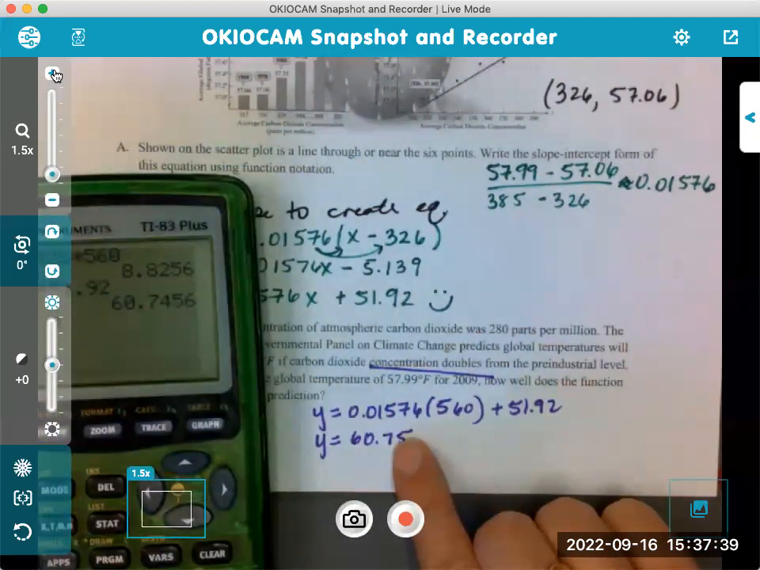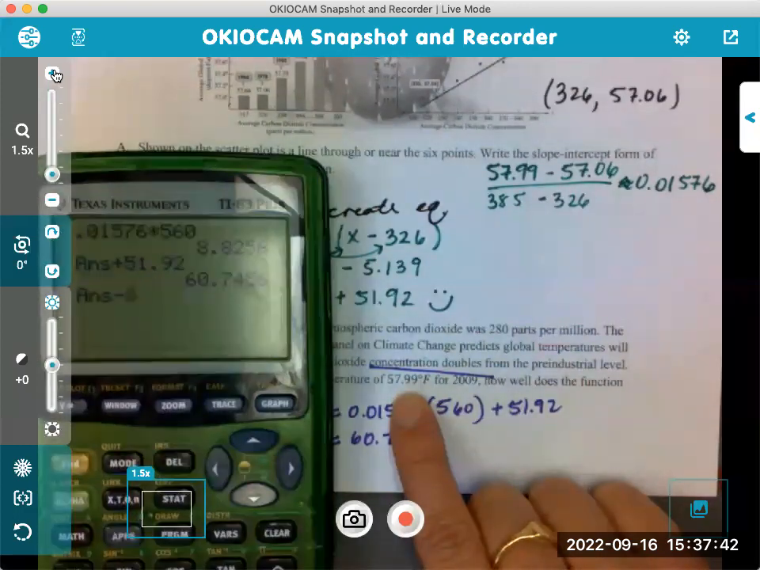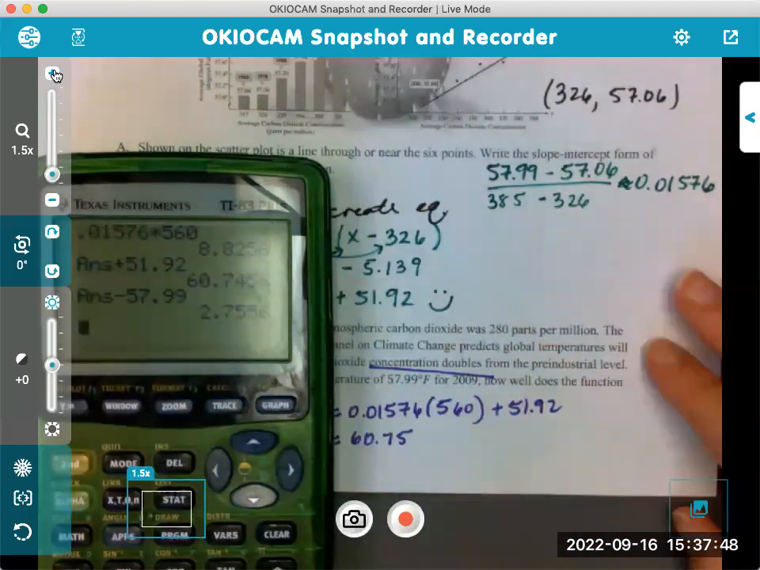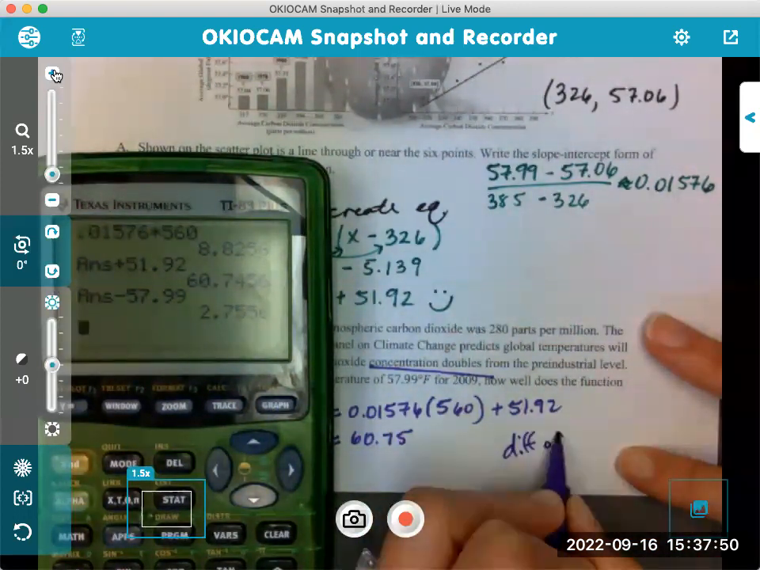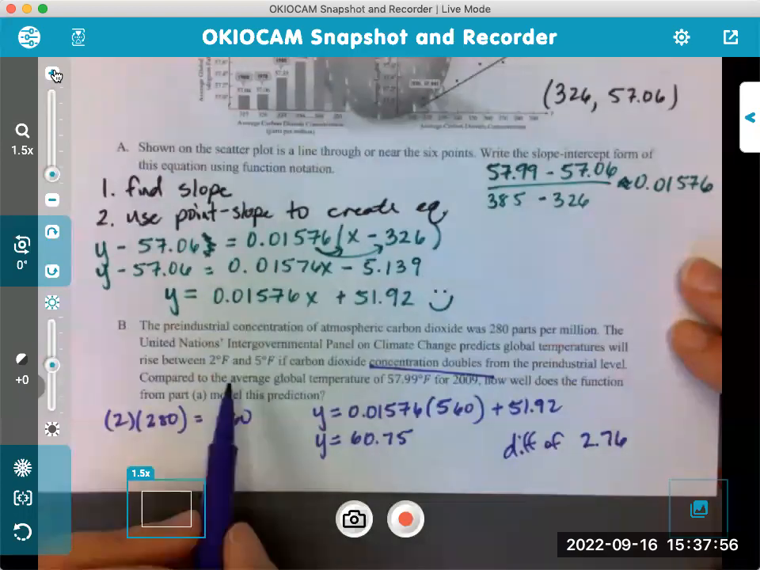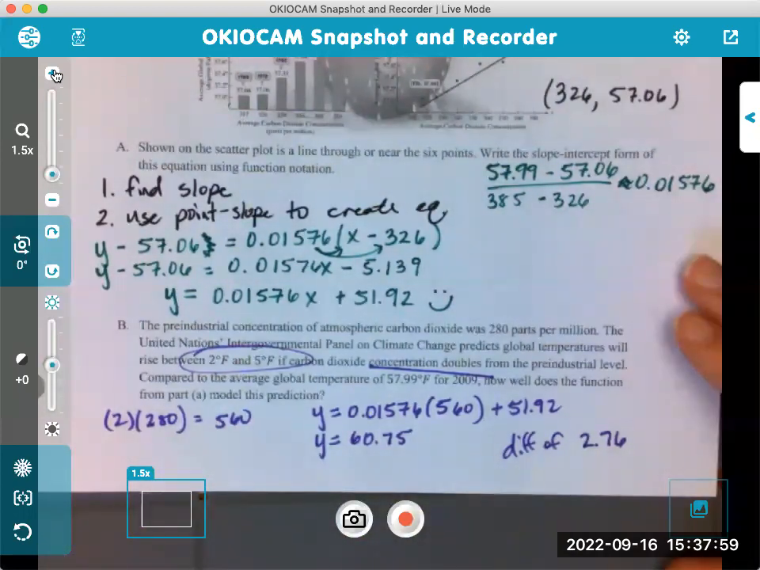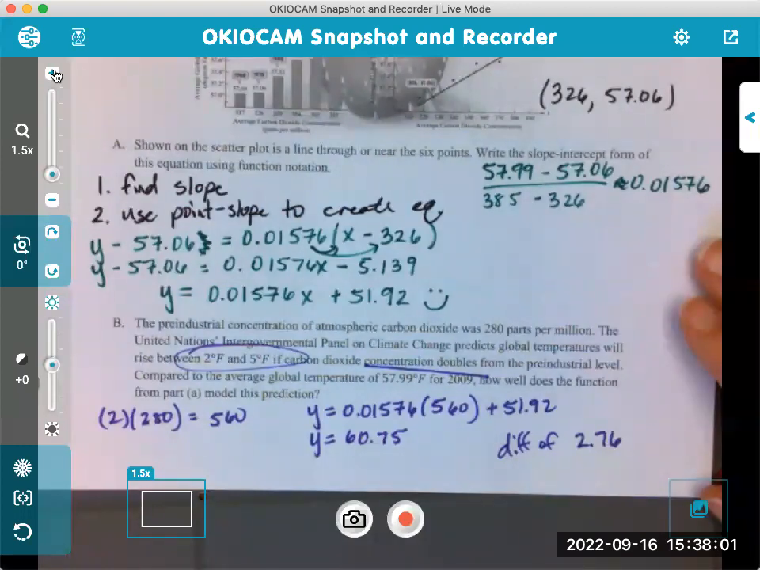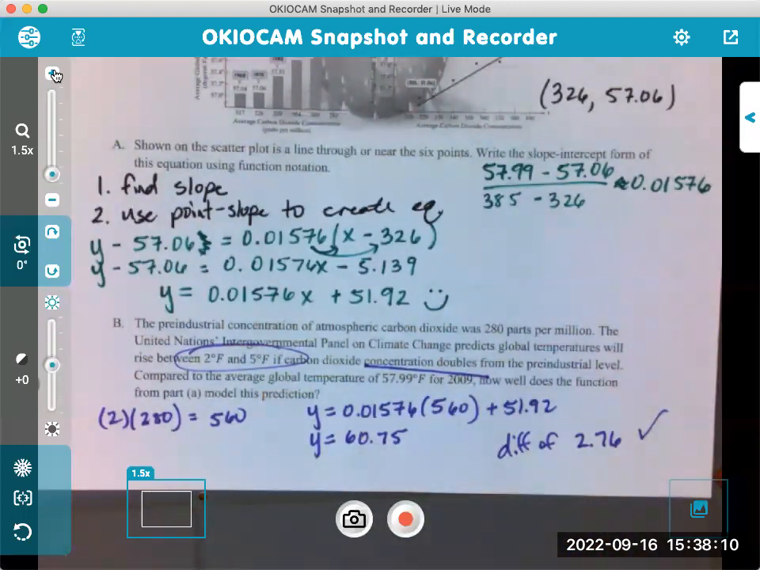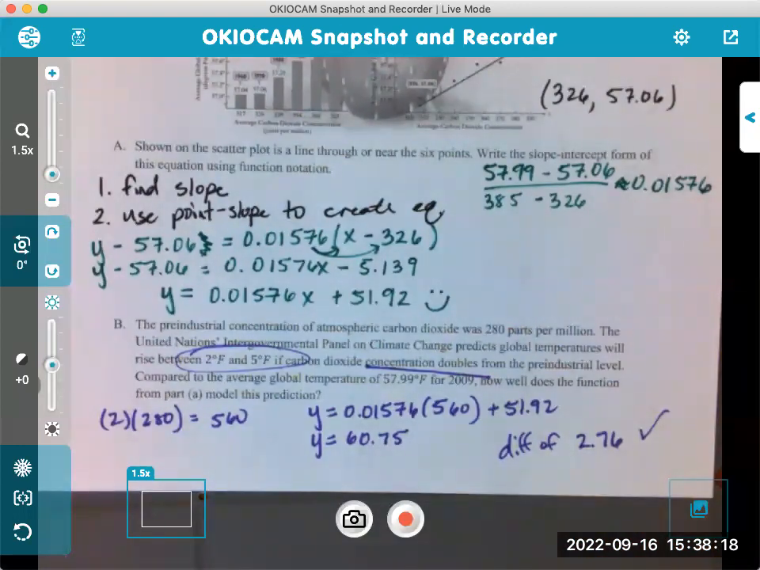So 60.75 minus the comparison temperature they gave us of 57.99 is 2.76. So it's a difference of 2.76. If they predicted a global climate change rise between 2 degrees and 5 degrees, then this checks that off, right? Because this is between 2 and 5. So our equation is within the predictions. Pretty cool, right? And there you have it. Awesome.